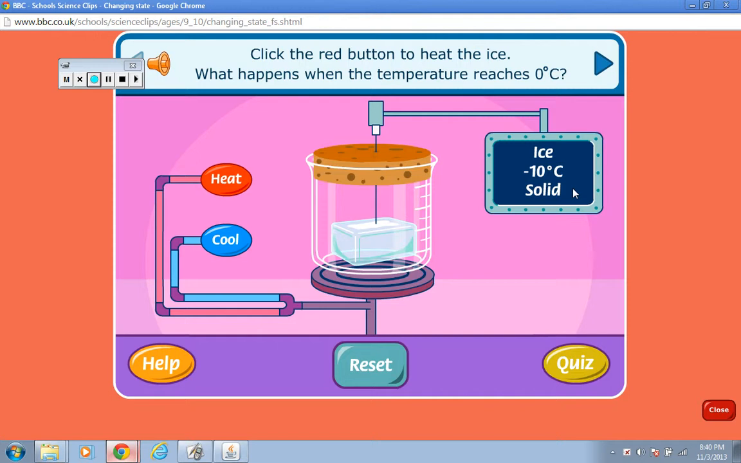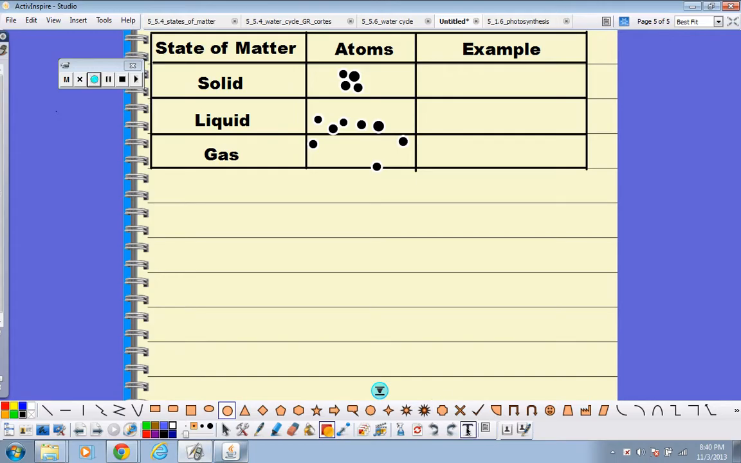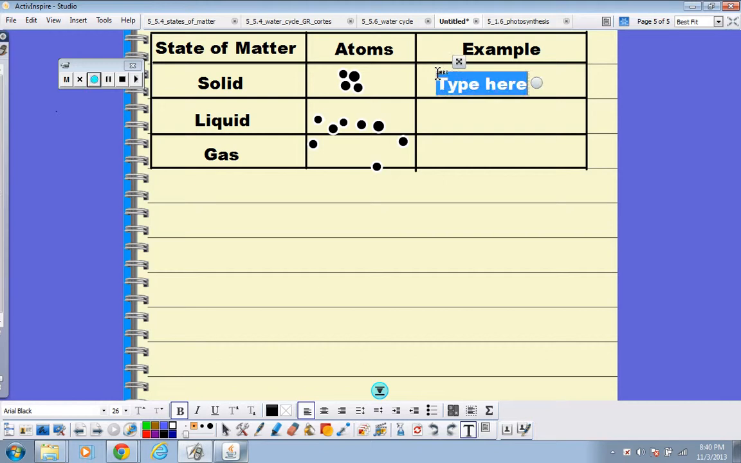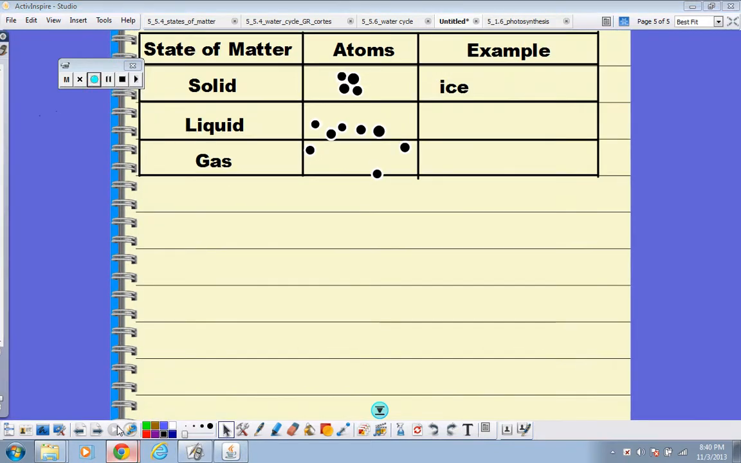So this ice is a solid. So that actually means that we can write down for our example of solid, ice. That'd be a really good example. And then we will go ahead and go back.